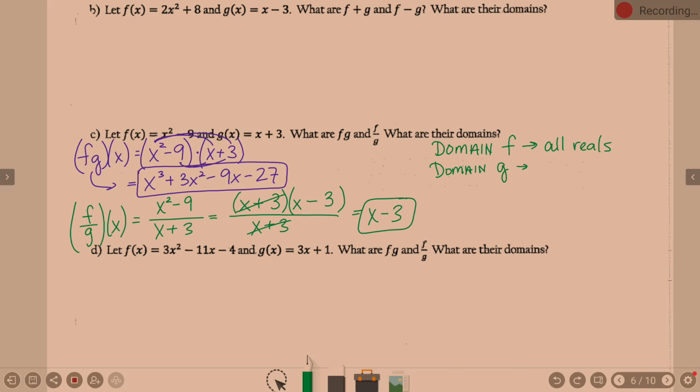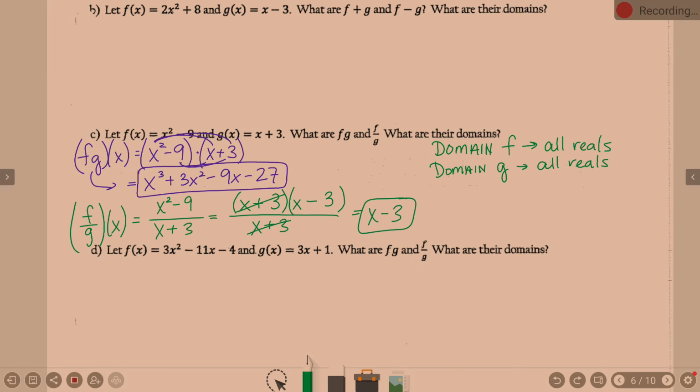Domain of g. g is x plus 3. Is there any number you can't add 3 to? No. You can add 3 to any old number. So the domain of g is all reals.